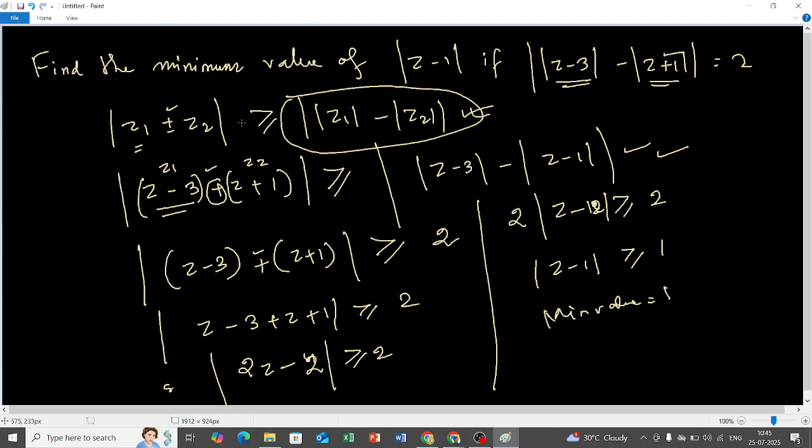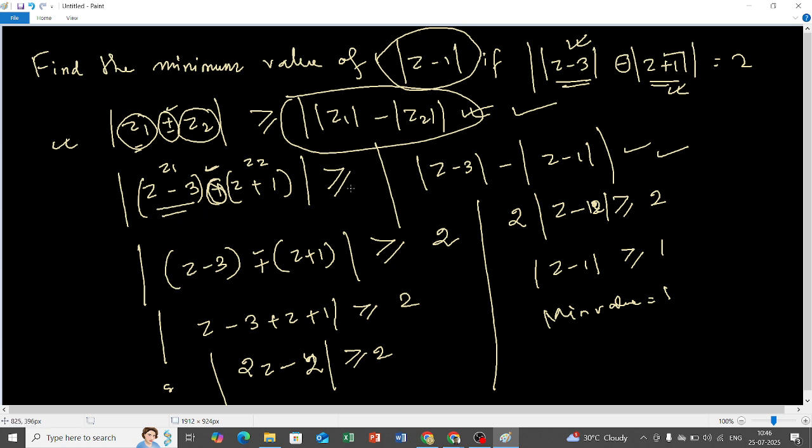See, I'll explain this again. This is the property that we are using. Mod of z1 plus minus z2 is greater than equals to mod of mod z1 minus mod of mod z2. It is a fixed property. Now, you see what we are doing. We are taking z1 as mod of z minus 3, and we are taking z2 as z plus 1. That's it. Now, why can't we use minus over here? Because you can see there is minus over here. If we use that, then z will get cancelled out, because our target is to find out mod of z minus 1. So z is important. That is why I used plus, because this property is applicable for both plus as well as minus.